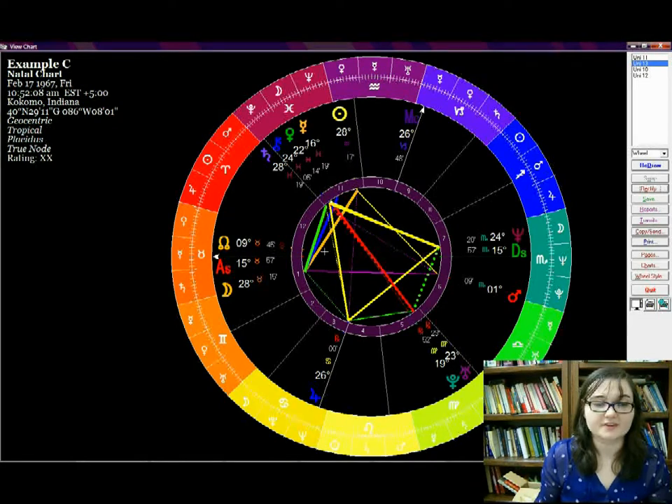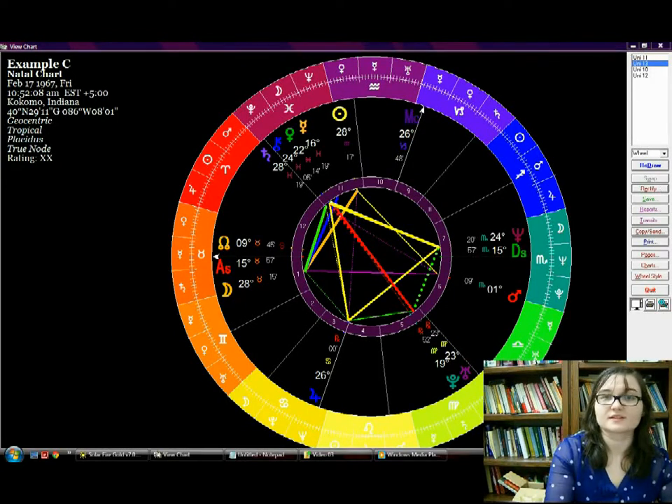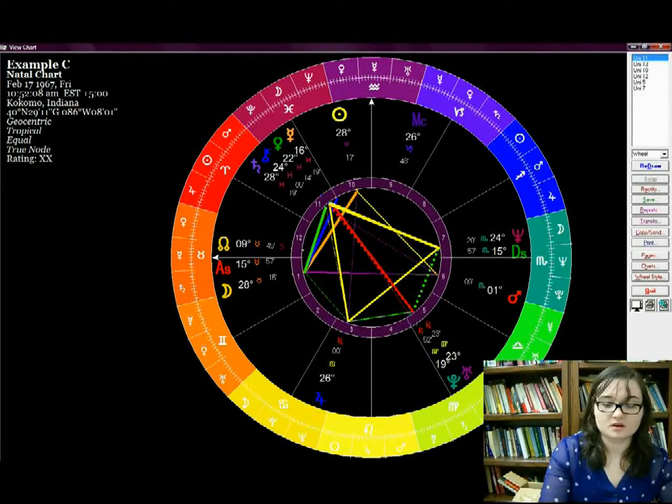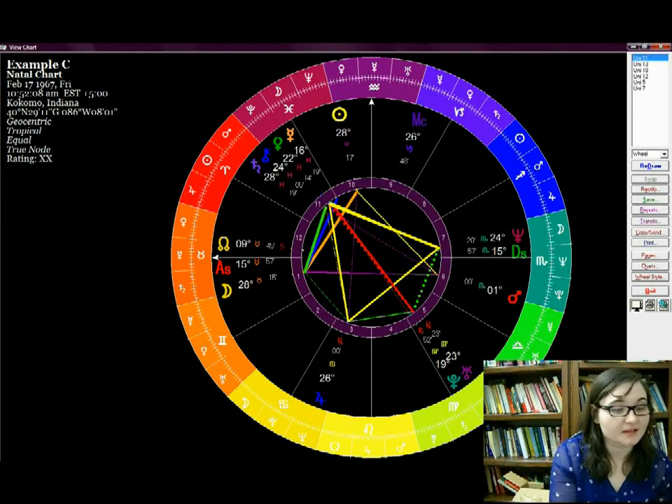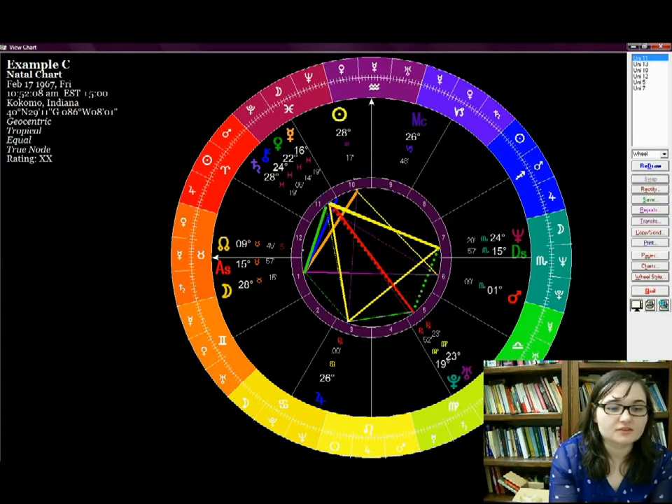So we're going to rectify that one, and we're going to put it at 15°58' Taurus, because it was at 10 degrees 52. The birth time was 10:37 a.m., and now, just a few minutes after that, with rectification we found it to be 10:52 a.m. with ascendant at 15 degrees Taurus.